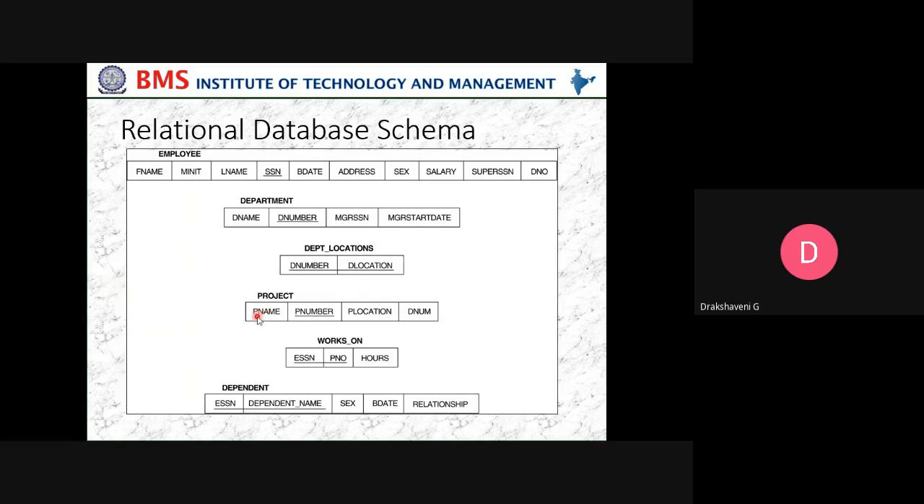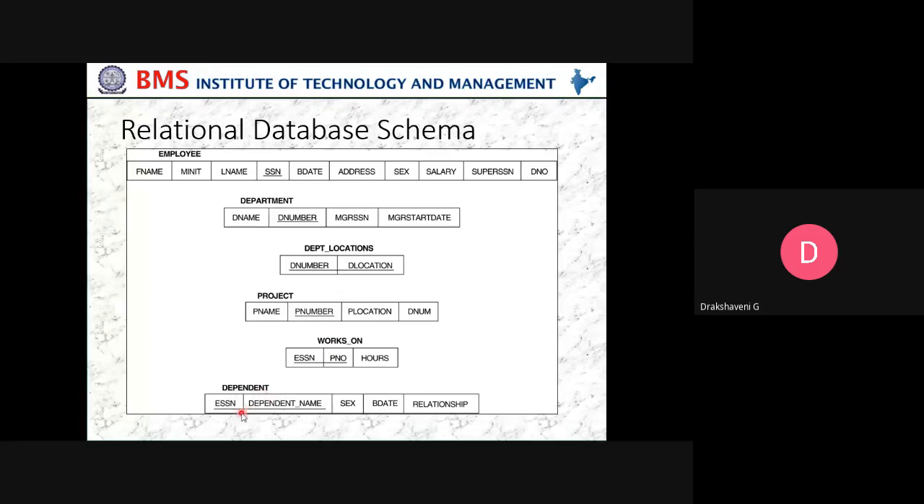Then the project. The project has P name, P number, P location, and D number. That's what the project is. Then works on: ESSN and P number, that is employee social security number and project number. That's what works on is.